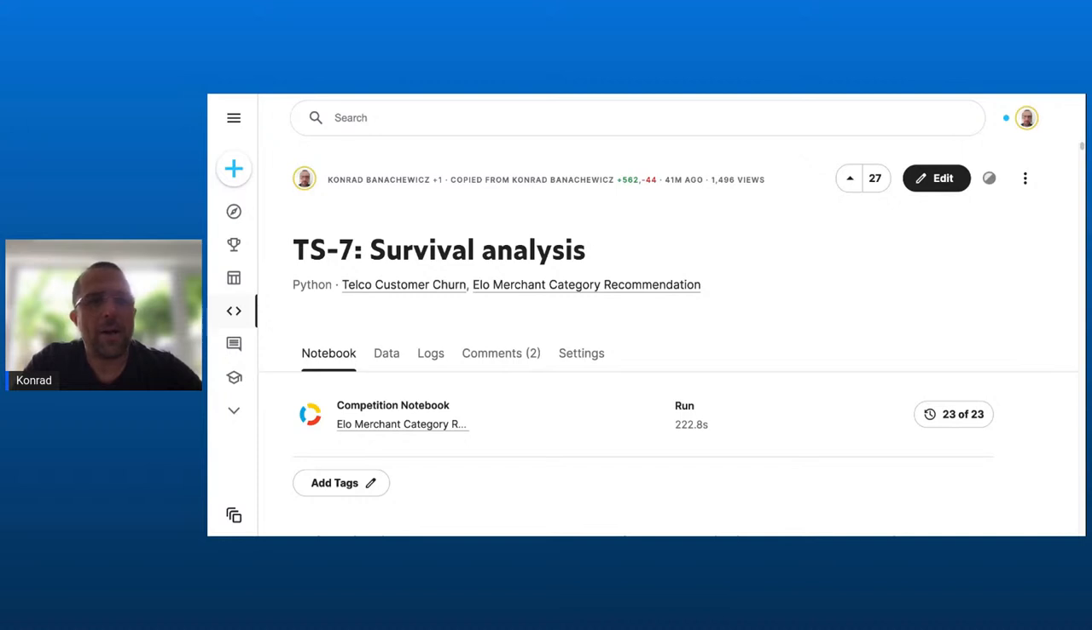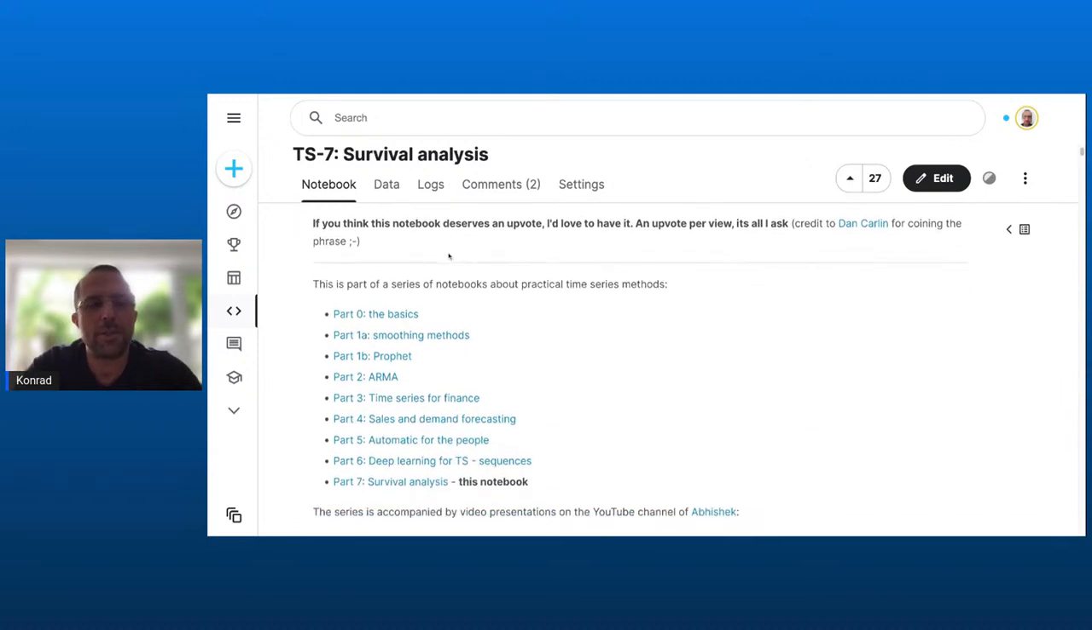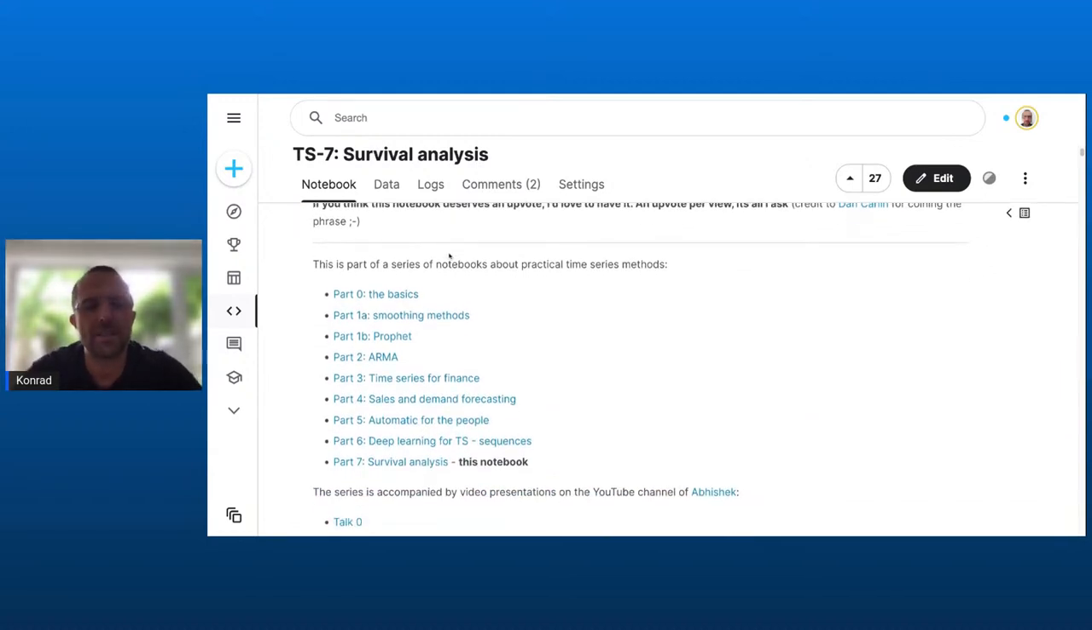So without further ado, let's get started with survival analysis. Hello. So let's start with survival analysis. There will be a little bit of repetition because I'm not sure what's the overlap between the audience yesterday and today.